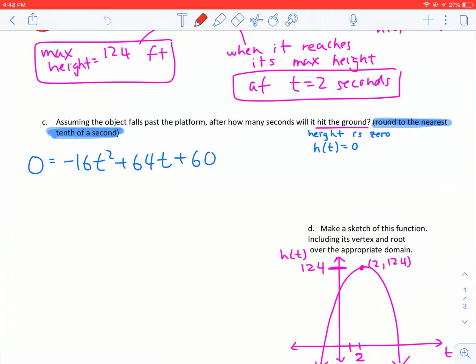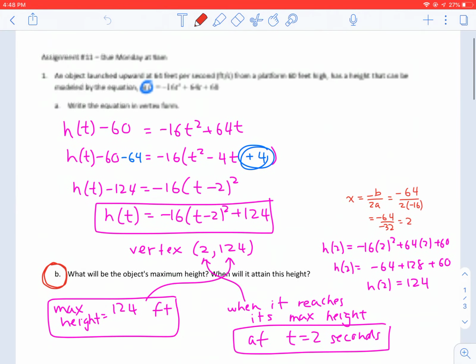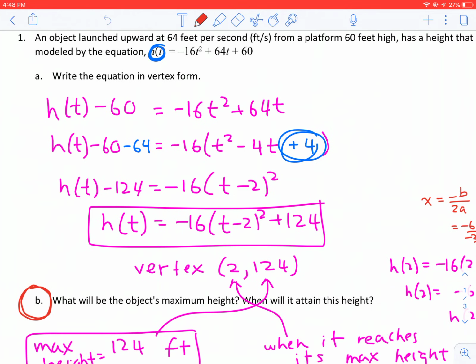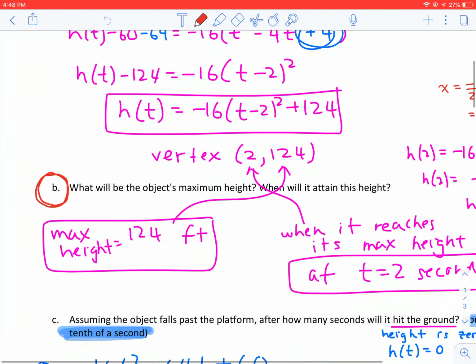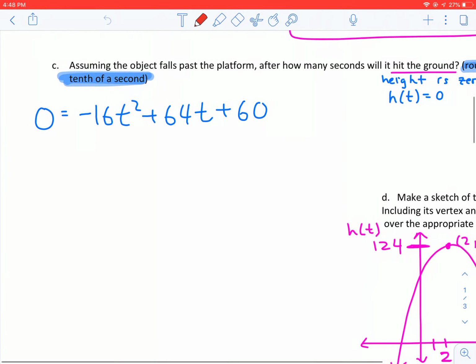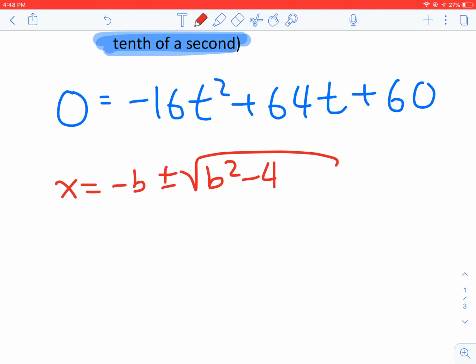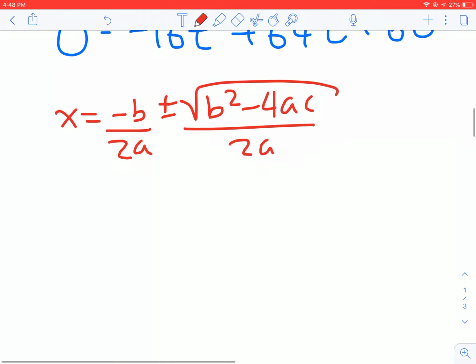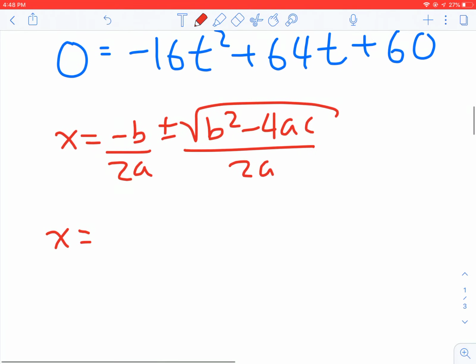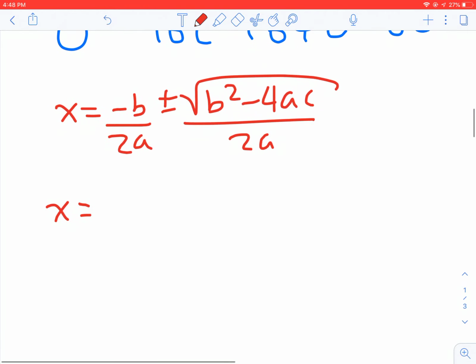So, we already pretty much did completing the square here, right? When we solve it by completing the square, it's going to be very similar. So, I think I'm going to use the quadratic formula this time. The quadratic formula is x equals negative b plus or minus the square root of b squared minus 4ac, all divided by 2a. So x equals, our b value here is 64.